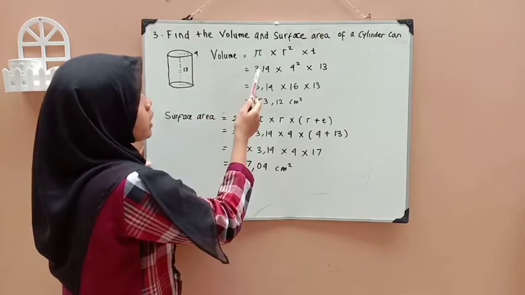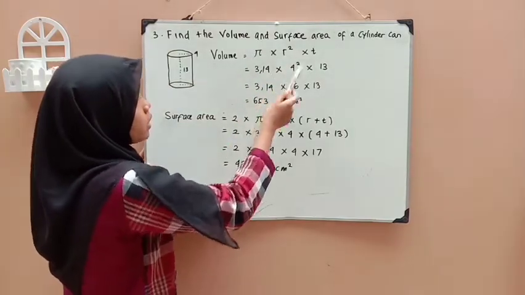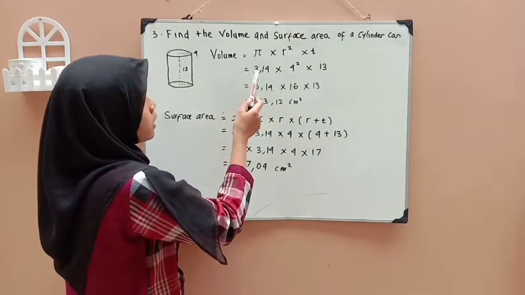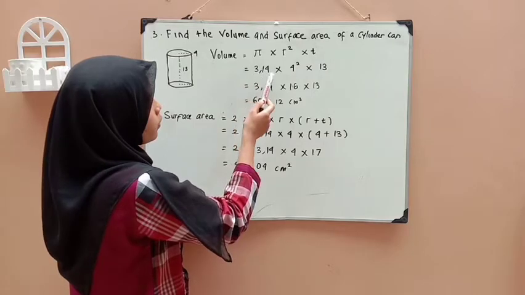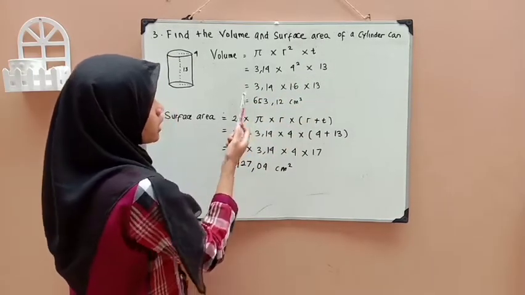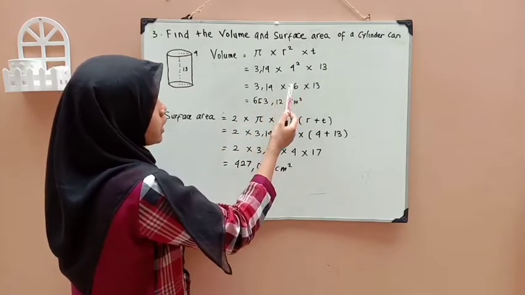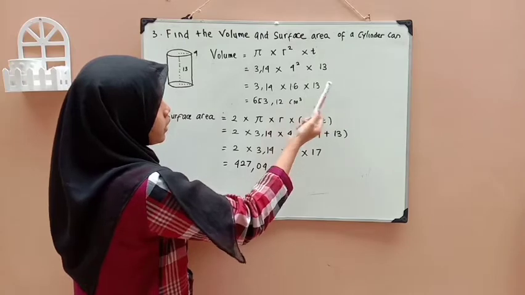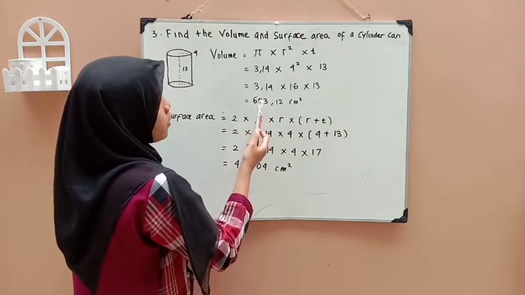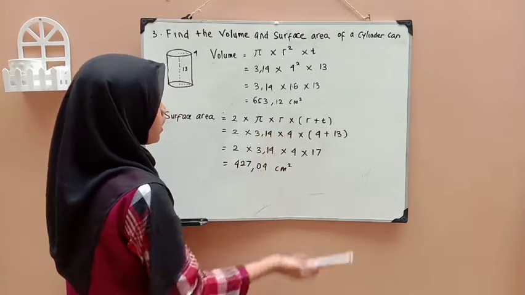Pi is 3.14, R is 4 and T is 13, equals 3.14 times 4 squared times 13, equals 3.14 times 16 times 13, equals 653.12 cubic centimeters.